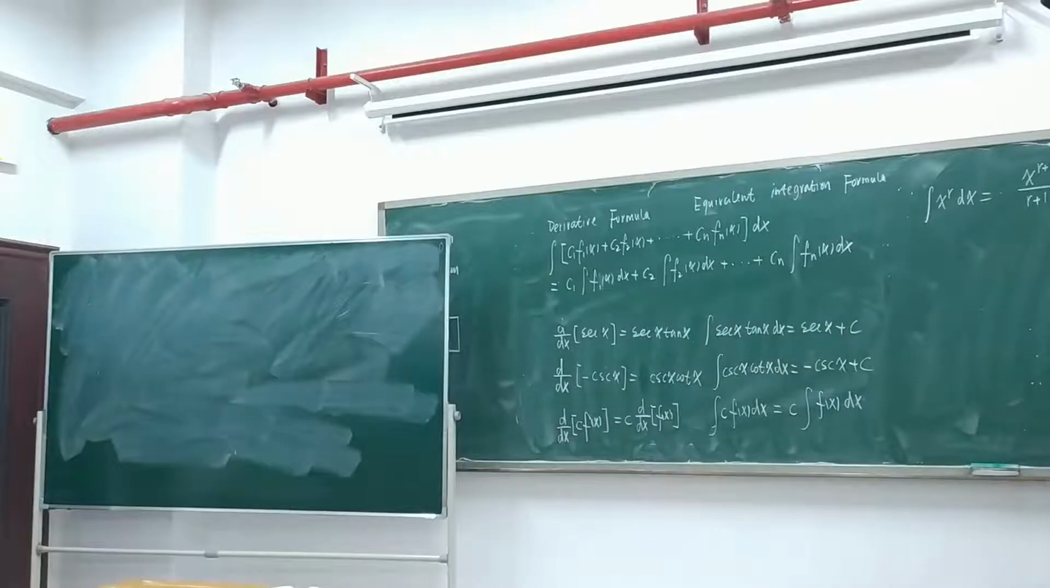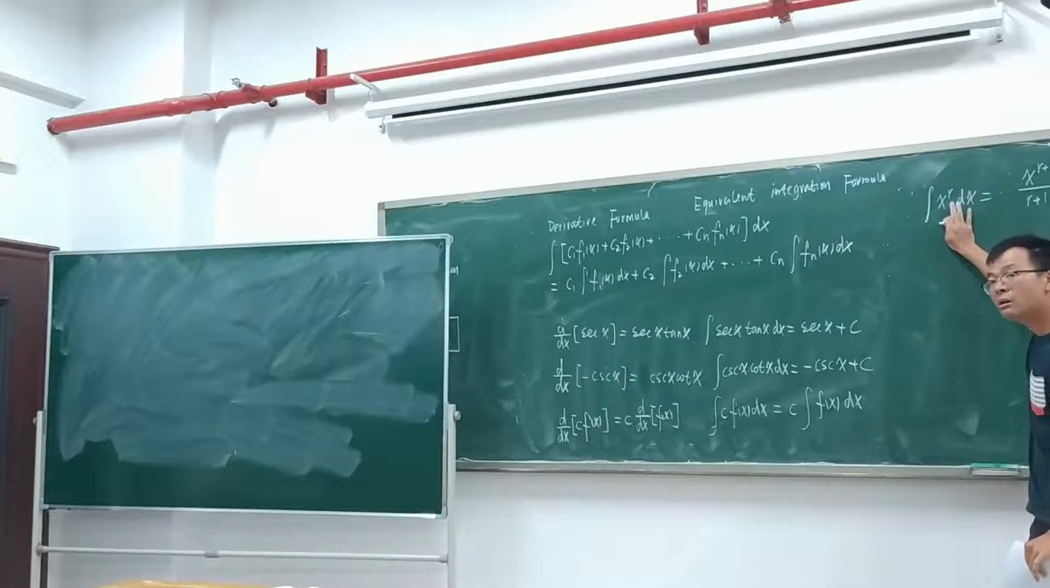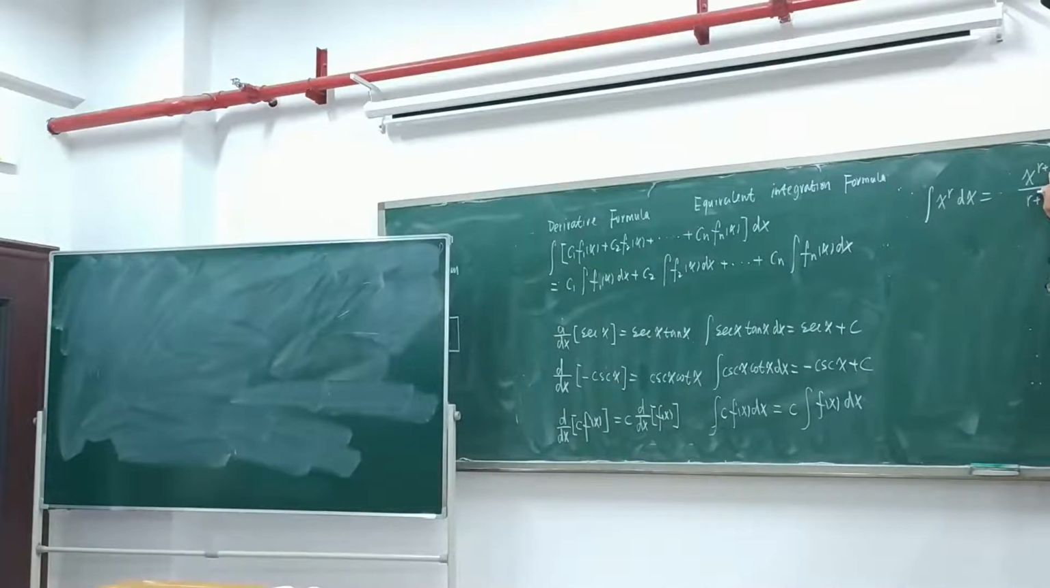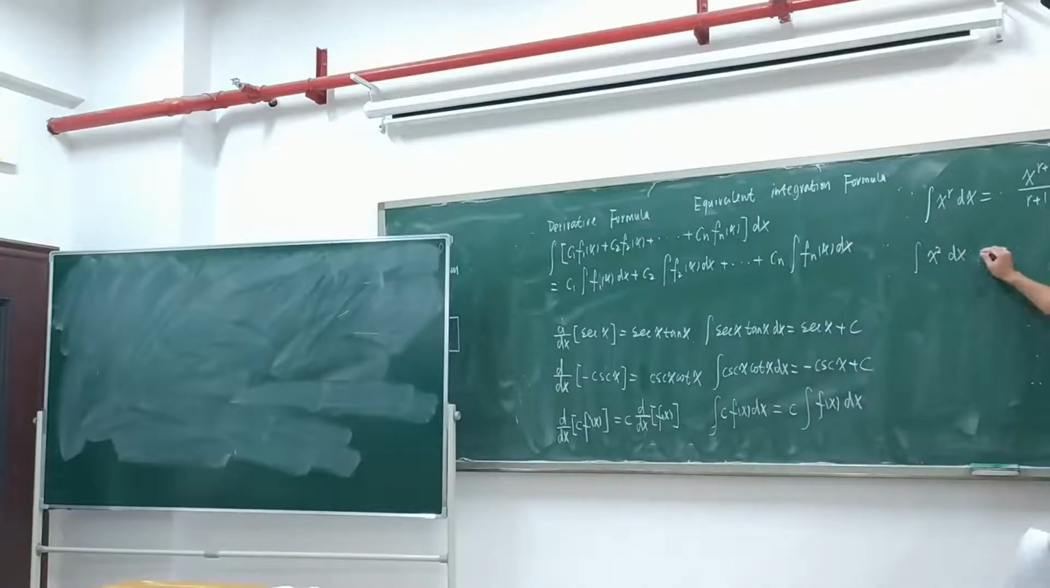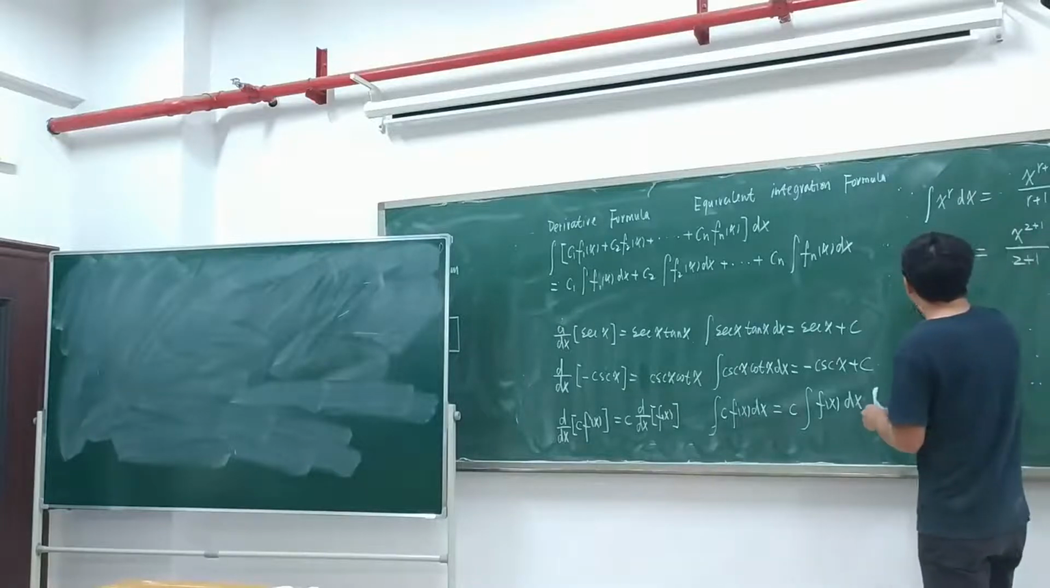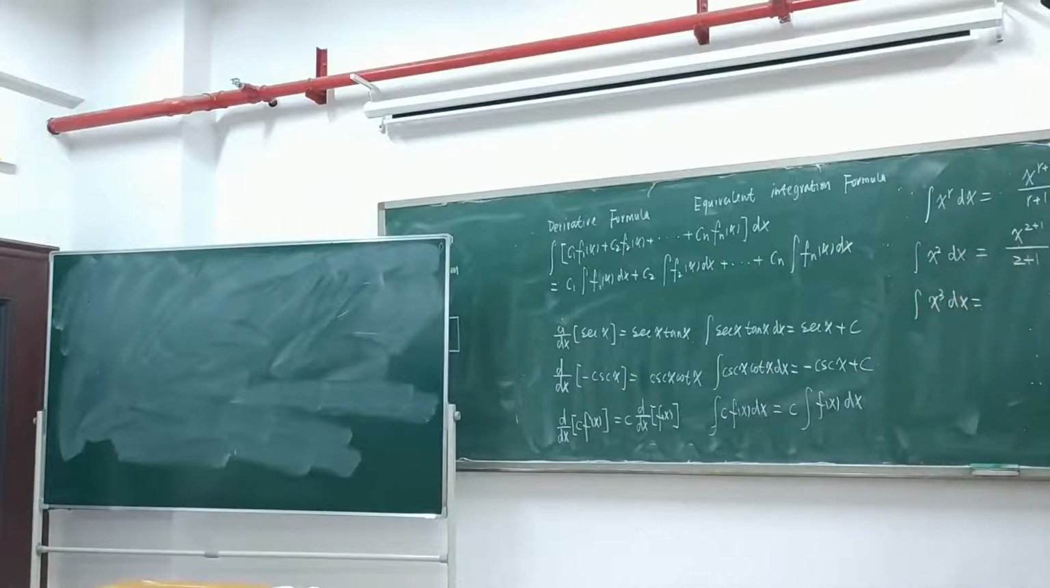Now for this formula, the integral of x to the power r equals x to the power r plus 1, divided by the new exponent, plus the constant. So here we use this formula to find the integral of x squared. The antiderivative of x squared equals what? x to the 2 plus 1 divided by 2 plus 1 plus c, so equal to x cubed divided by 3 plus c. And now for the second, the integral of x cubed dx equals what? x to the 3 plus 1 divided by 3 plus 1 plus c, so equal to x to the fourth power divided by 4 plus c.